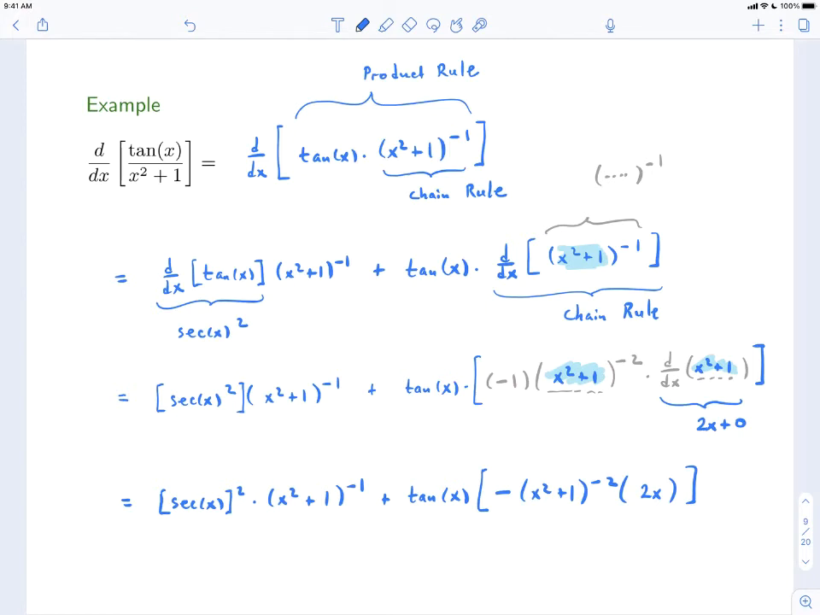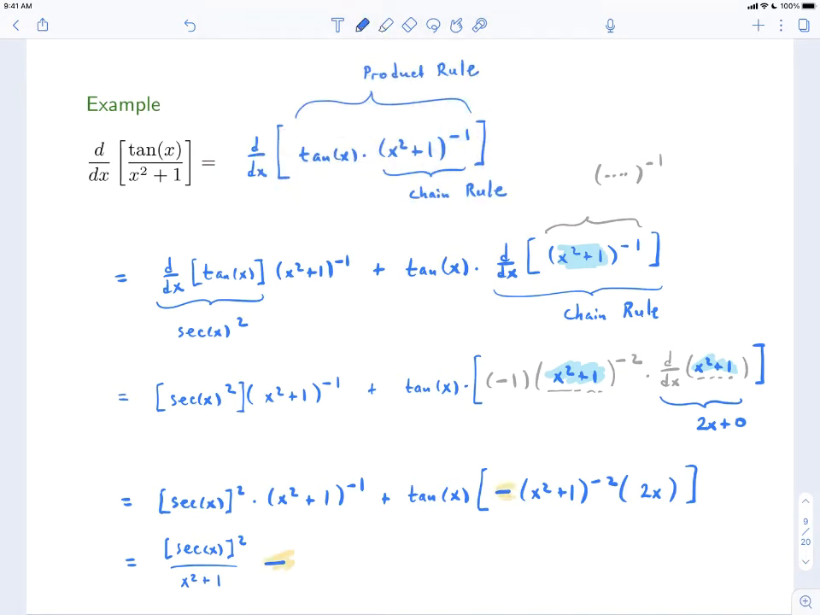Now, if you want, you can simplify this a little bit. You can write this as secant x quantity squared, and then we can just put the negative exponent in the denominator, so this becomes x squared plus 1. Well, we don't need a parenthesis there. And then from this, we're going to subtract. We subtract because there is a minus sign right there, so we're just subtracting that.